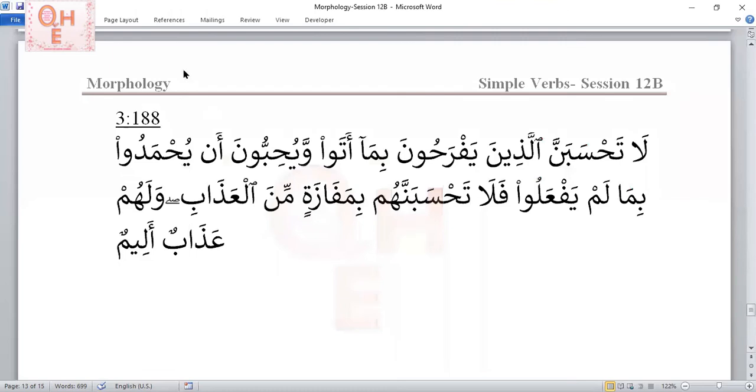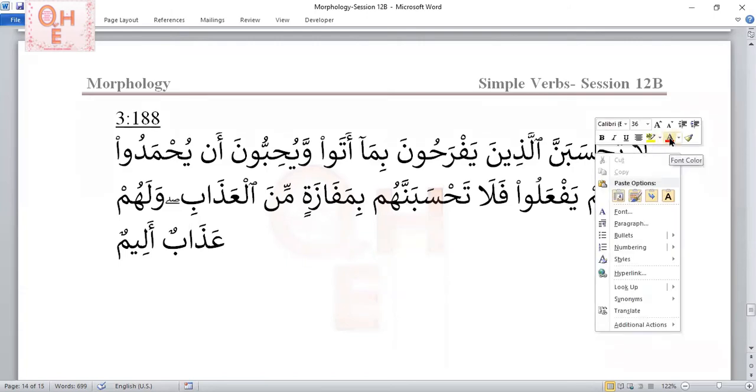Okay, let's browse over. And again, just like the previous verse at the beginning, we see an emphatic verb, right? We see noon shadda at the end, and we also see lam fatha alif at the beginning. So this is a prohibitive emphatic verb. So let's pick this word, inshallah.